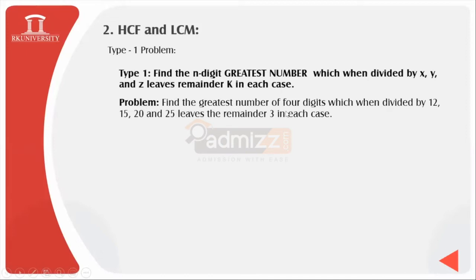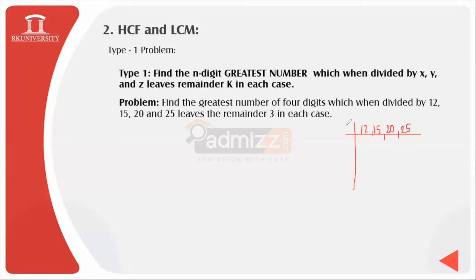Find the greatest number of 4 digits which when divided by the given numbers, that is 12, 15, 20 and 25, leaves remainder 3 in each case. You can correlate this particular type of problem. Now we will try to simplify this question. What is the step involved in simplification? Very first we will find the LCM of 12, 15, 20 and 25. So very first let us quickly simplify, that is the LCM of 12, 15, 20 and 25.